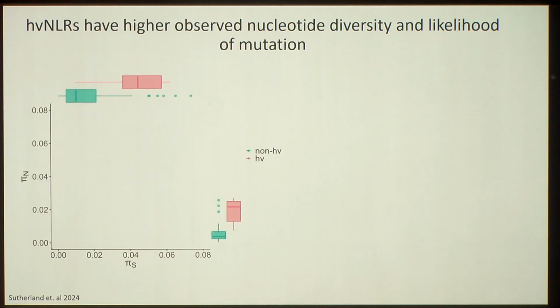So we wanted to dive a little deeper into nucleotide diversity and the contribution of mutation. Here we looked at both synonymous nucleotide diversity and non-synonymous nucleotide diversity. In both cases, highly variable NLRs have an increase in non-synonymous and synonymous diversity. But when we look at their ratio, which is a rough metric for positive selection at the gene-wide level, we see no difference. So one explanation for a higher non-synonymous and a higher synonymous nucleotide diversity with no difference in their ratio is an increase in mutation.